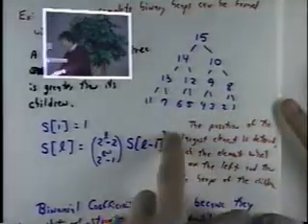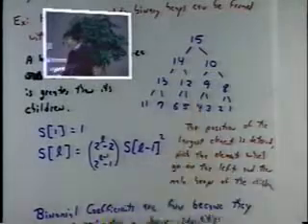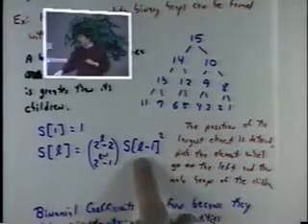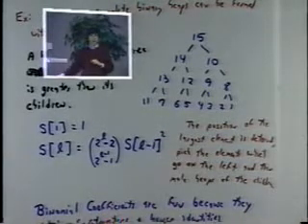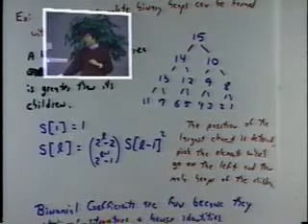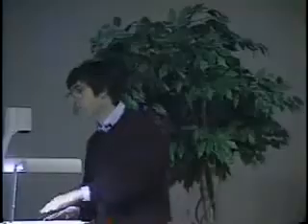S sub L minus 1 counts the number of ways to make a heap out of these elements. Once I've selected those elements, this tells me how many ways there are to the left times the right times the number of possibilities. And this recurrence, I claim, counts that. Any questions?